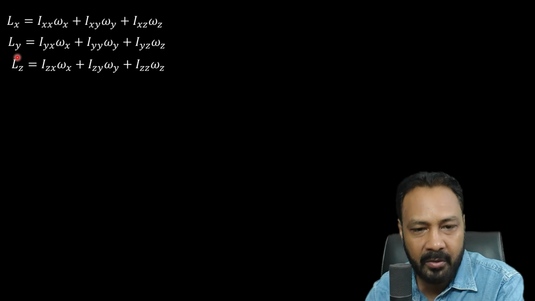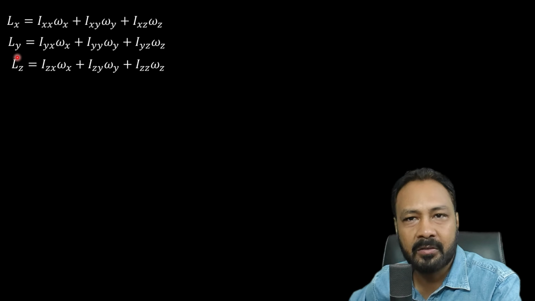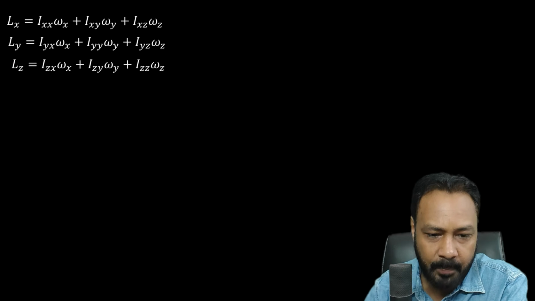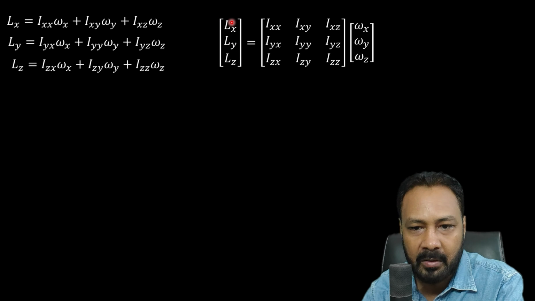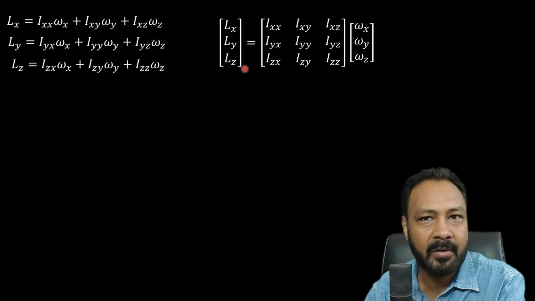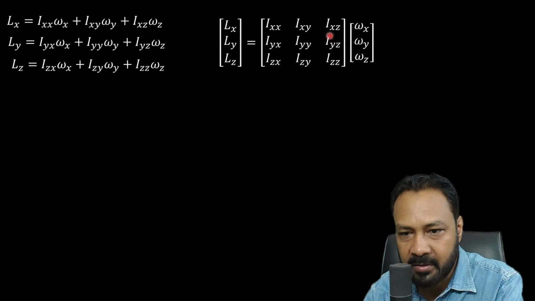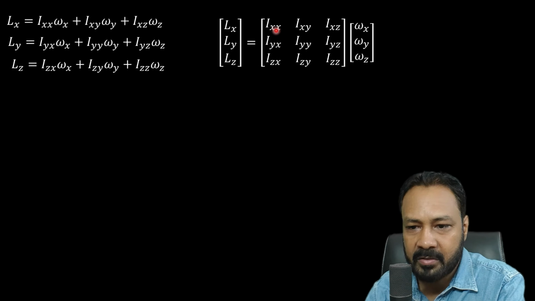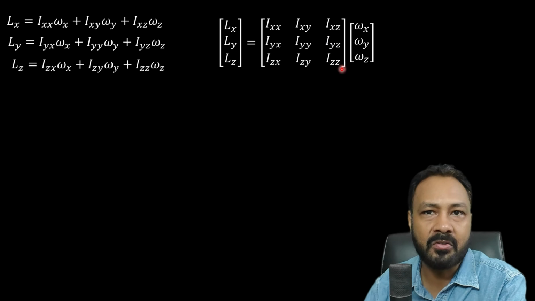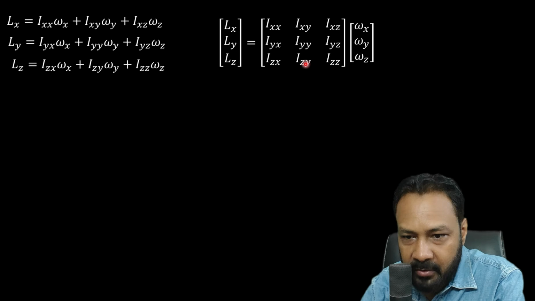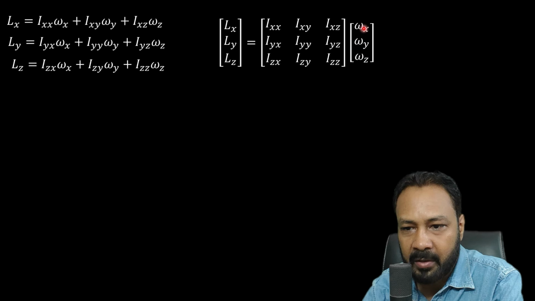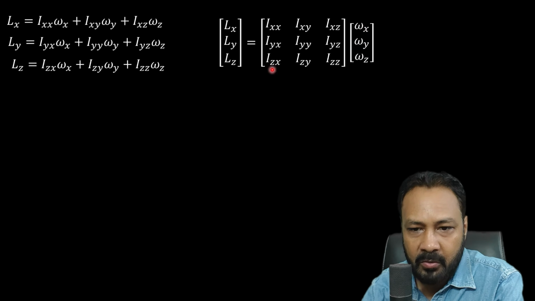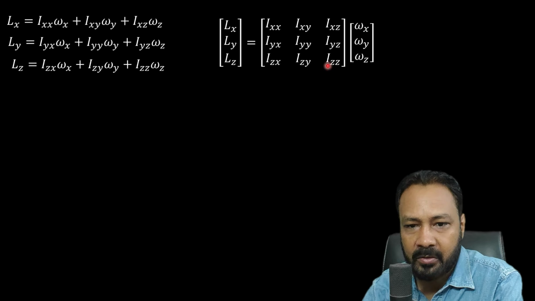And just by looking at it, you can realize that it can be written in terms of matrix multiplication. This is the angular momentum matrix Lx, Ly, Lz, a 1 cross 3 matrix, and this matrix has 9 components, Ixx to Izz. It is a 3 cross 3 matrix and is known as the inertia tensor, and this is the angular velocity matrix omega x, omega y, omega z. So this is a very compact way to write, right?